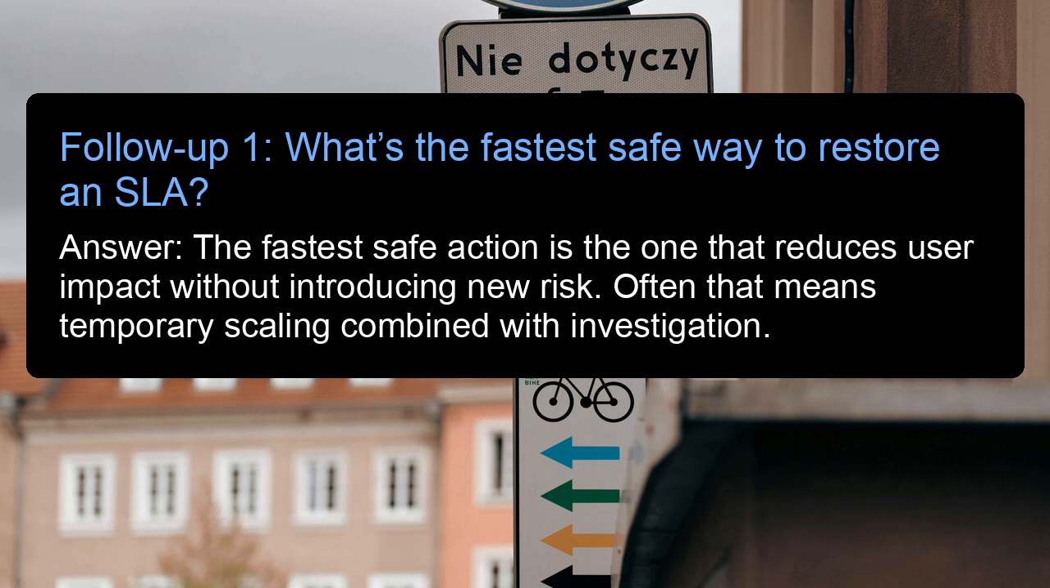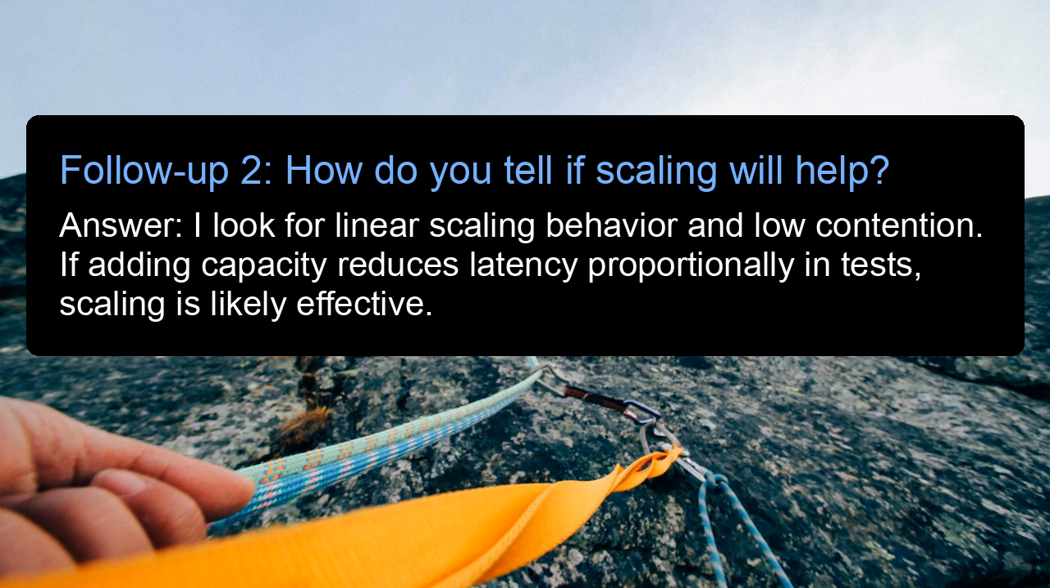Follow-up 1. What's the fastest safe way to restore an SLA? Answer: the fastest safe action is the one that reduces user impact without introducing new risk. Often that means temporary scaling combined with investigation. Follow-up 2. How do you tell if scaling will help? Answer: I look for linear scaling behavior and low contention. If adding capacity reduces latency proportionally in tests, scaling is likely effective.